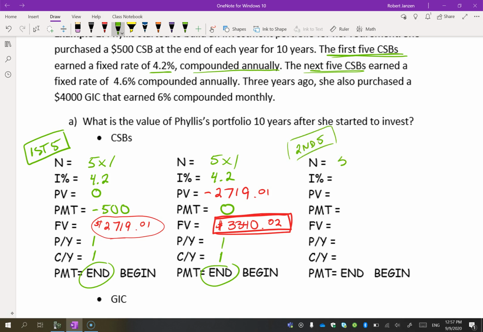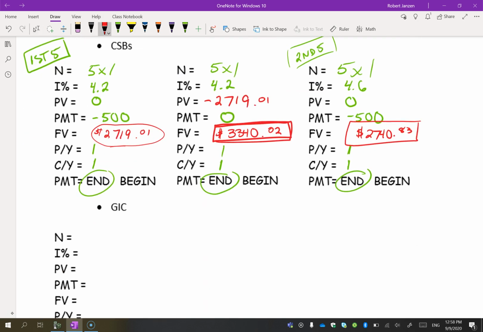Now let's look at the second 5. Again, it's going to be 5 times 1. This time the interest rate's 4.6. We're going to start with nothing, and we're going to invest $500 per year. And we're going to get 1 payment per year, compounded annually. Put that into your TVM solver, and you end up with $2,740.83. That's the second 5 Canada savings bonds. So we've got those 2 investments taken care of.